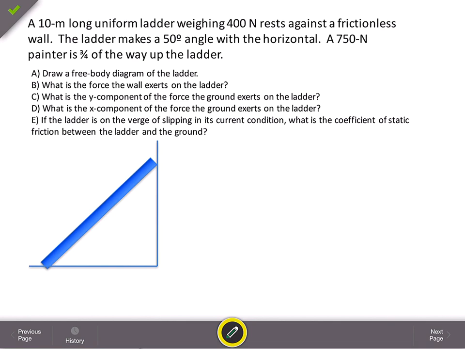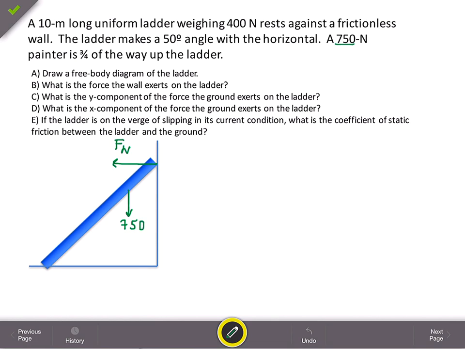It is in static equilibrium, so the sum of the forces in the x direction equals 0, sum of the forces in the y direction equals 0, and the sum of the torques are going to equal 0. So if we draw the forces, we'll start at the top of the ladder and work our way down. At the top, this ladder feels the wall pushing out on it, so I'm going to call that here normal force. We have a 750 Newton painter 3/4 of the way up the ladder, so somewhere here I have a force of 750 newtons pointing down.